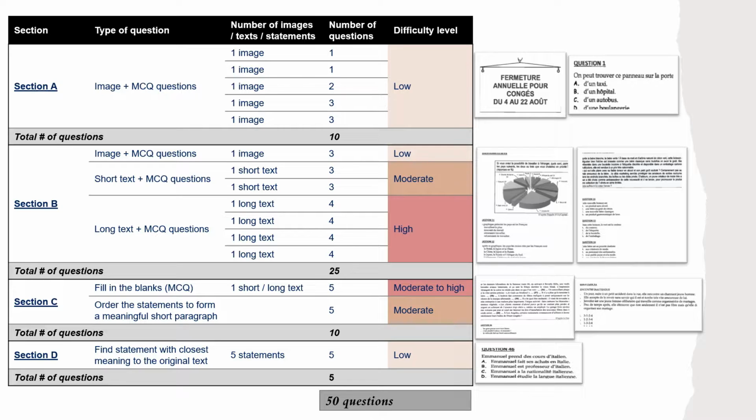Then in section D, you will have 5 one-line short phrases like this one here. And then in the options, you will have 4 options and you have to select the one which has the closest meaning to the main one-line statement that we have. In terms of difficulty, this is very easy, but out of the 5 questions, sometimes we get a couple which are relatively difficult, but overall this section is relatively easier. So in total, in section A you will have 10 questions, in section B there would be 25 questions, in section C there would be 10 questions, and in section D there would be 5 questions.